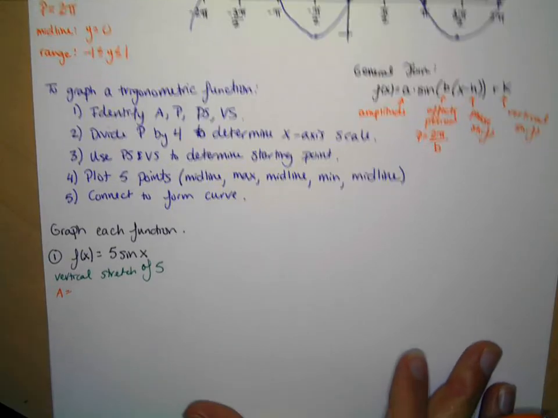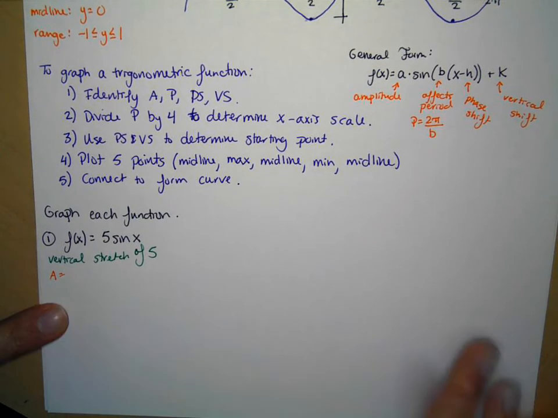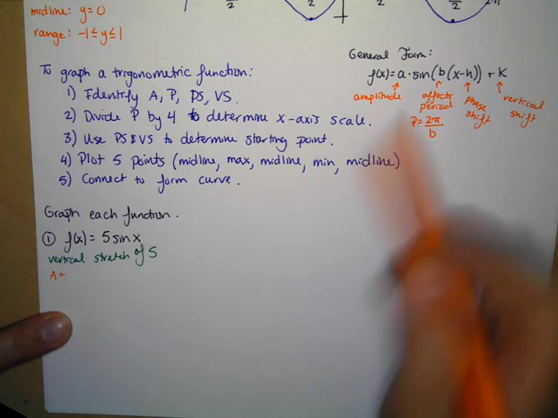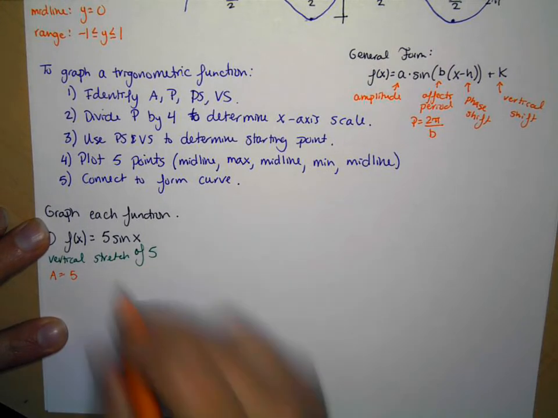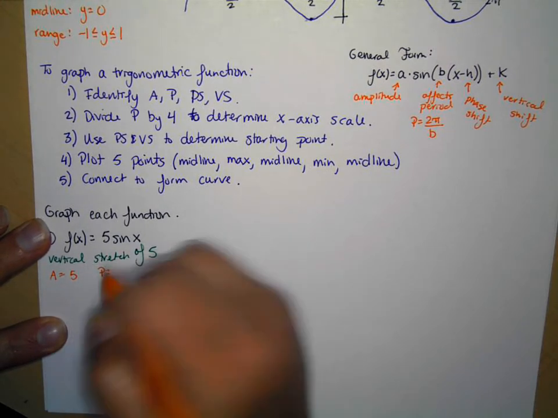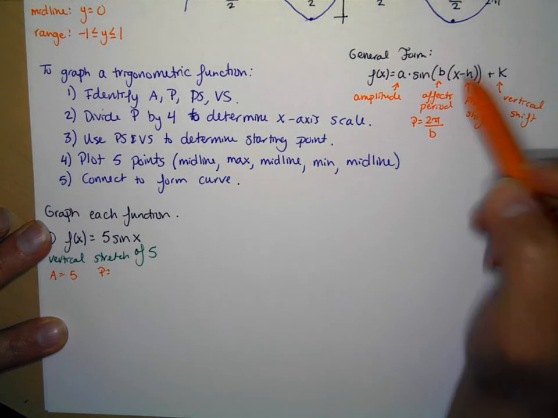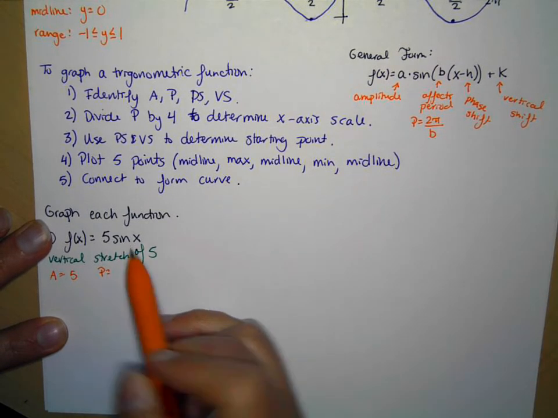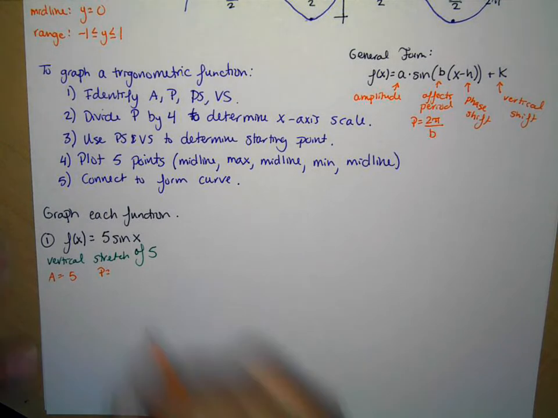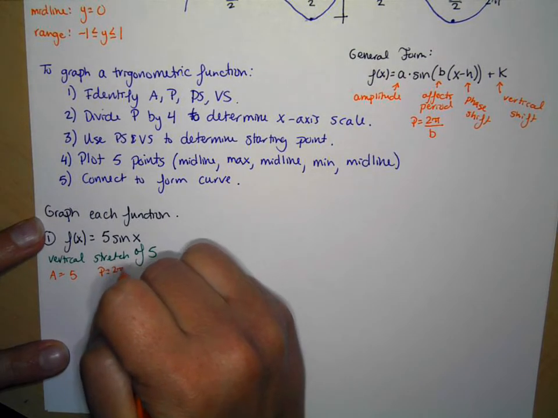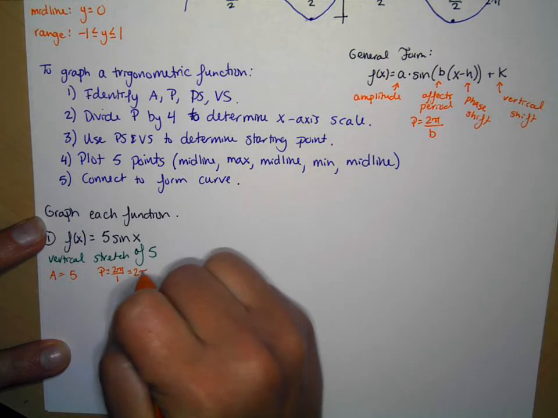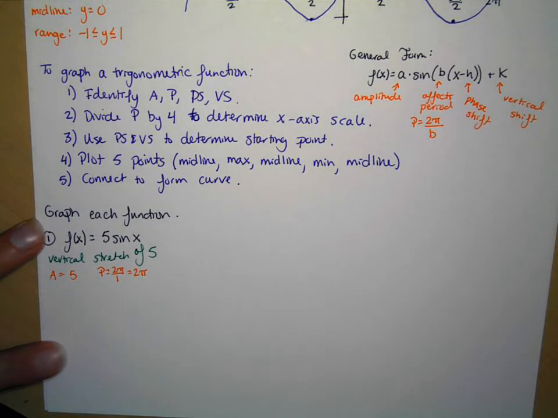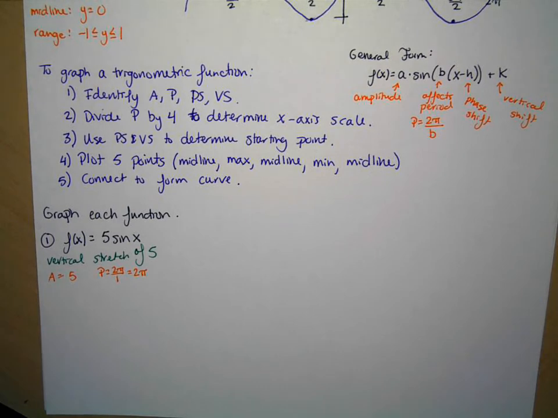All right, so now that we have that in mind, I know that this 5 that's in front of the sine is my amplitude. My period, I don't have a number written in front of the x. I could say there's a 1 there, so if I do 2 pi divided by 1, 2 pi divided by the number in front of x, I get 2 pi for the period, and we don't have any phase shift or vertical shift for this one.